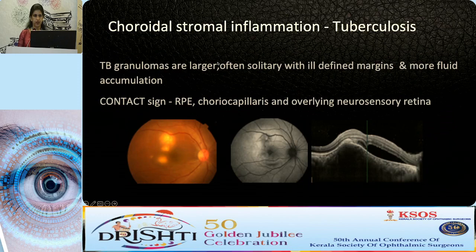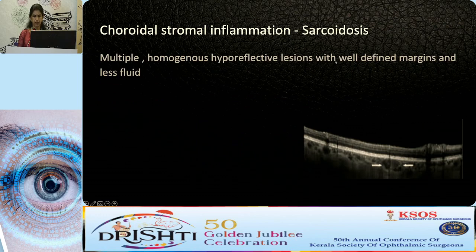Then coming to choroidal stromal inflammation, in tuberculosis, the tuberculous granulomas are usually solitary, large, and they have more fluid accumulation as compared to other stromal involvement. Then you have the contact sign where the RPE, choriocapillaris and the overlying neurosensory retina show inflammatory changes. Then coming to sarcoidosis, you have multiple homogeneous hyperreflective lesions with well-defined margins and less fluid compared to tuberculosis.